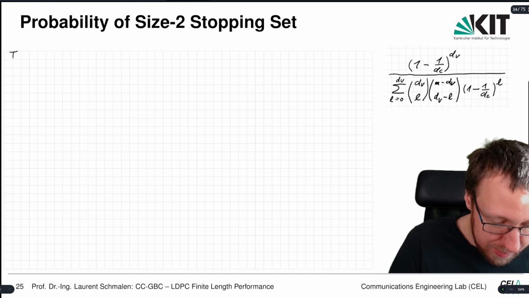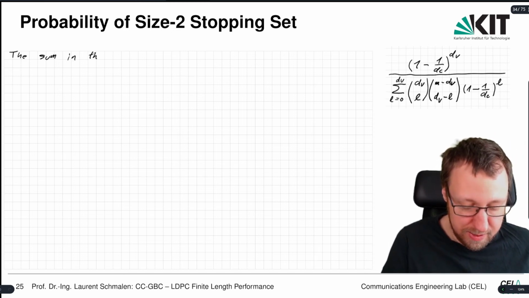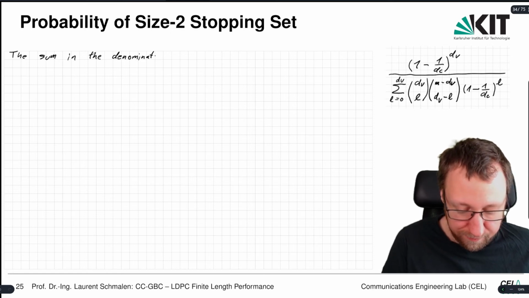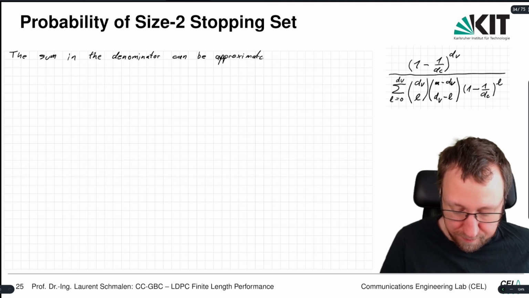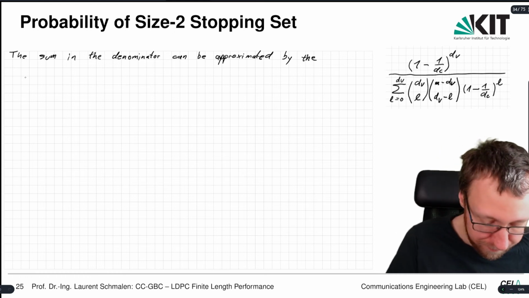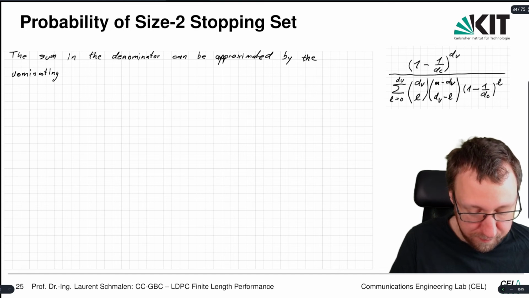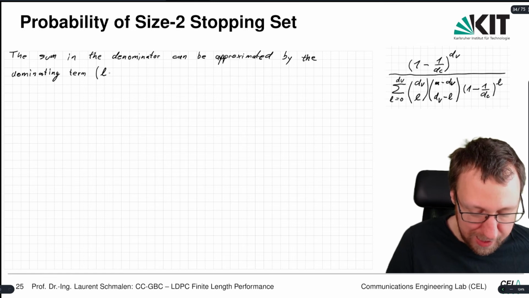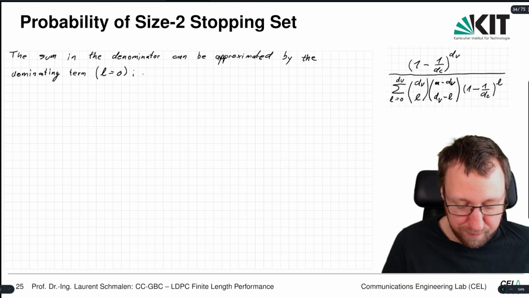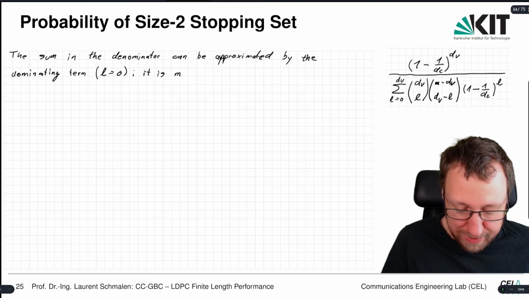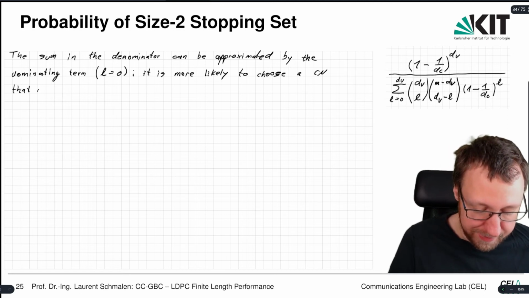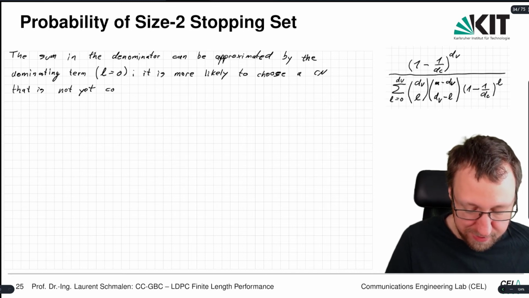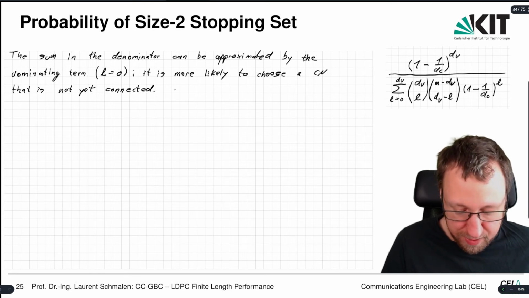So the sum in the denominator can be approximated by the dominating term, which is L equals zero. You can also see this: it is more likely to choose a check node that is not yet connected, because there are many more of those check nodes. So this leads to the approximation.